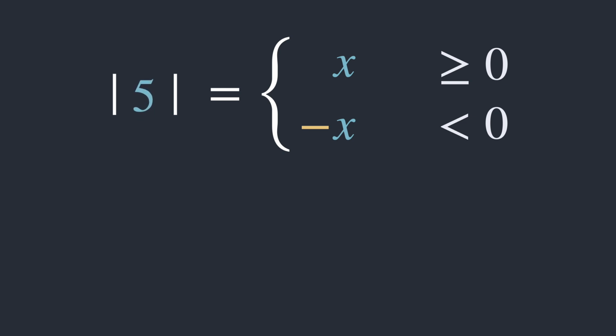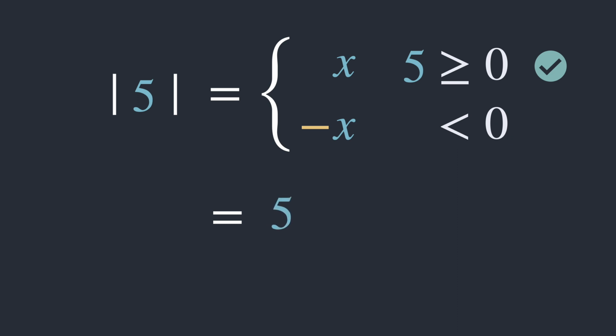If we pass the argument 5 into the absolute value function, it first considers, is 5 greater than or equal to 0? Well, that is true. So then the function is going to return the value of the argument. In this case, it's going to return 5.